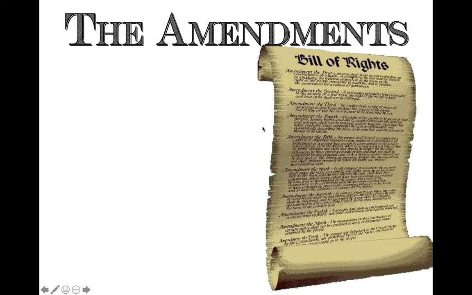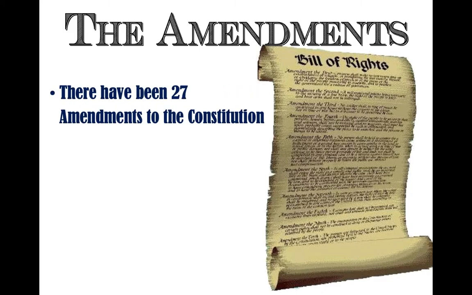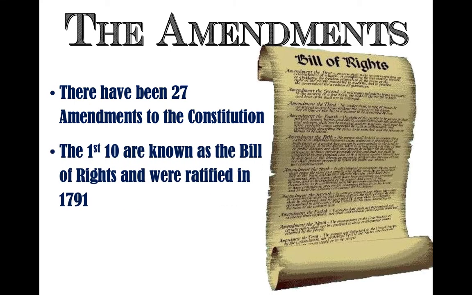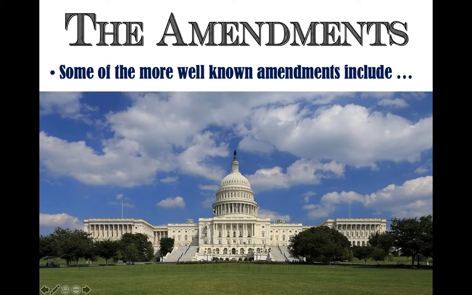So the amendments, this is what we're going to jump into. Our Bill of Rights is our first 10 amendments, and there have been 27 amendments to our Constitution. Like I said earlier, the most recent was in 1992. The first 10 amendments, as we've talked about, are known as the Bill of Rights, and those were ratified way back in 1791. We haven't had one in a while. It'll be interesting to see when or if we get a new one in the near future.